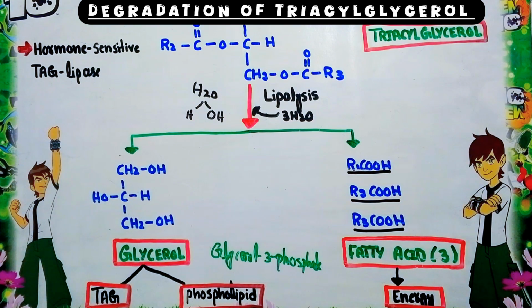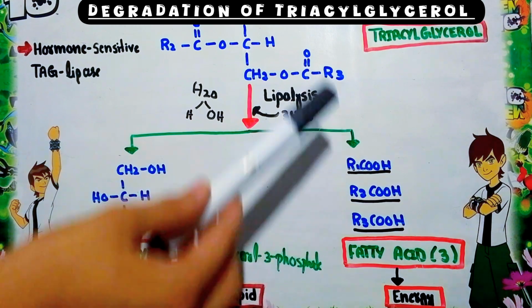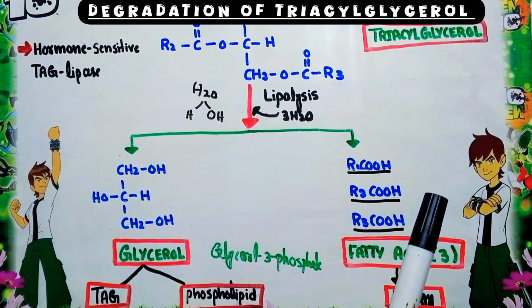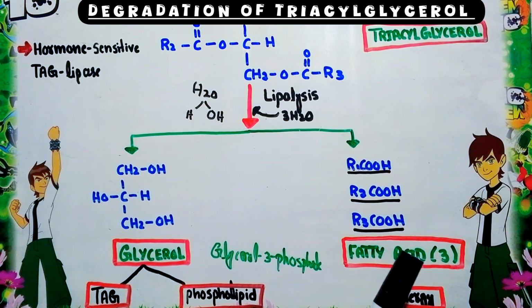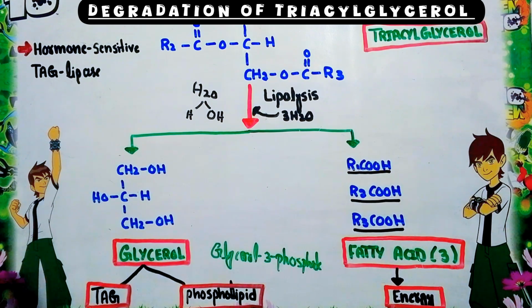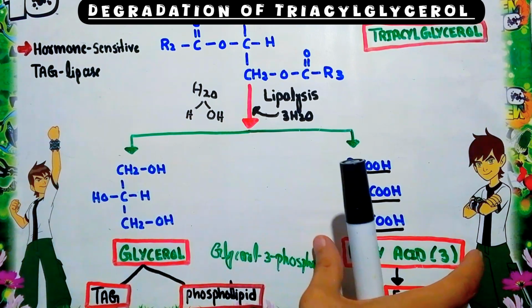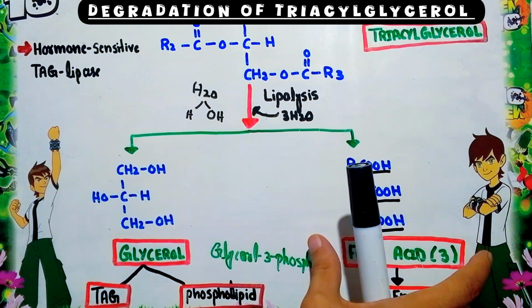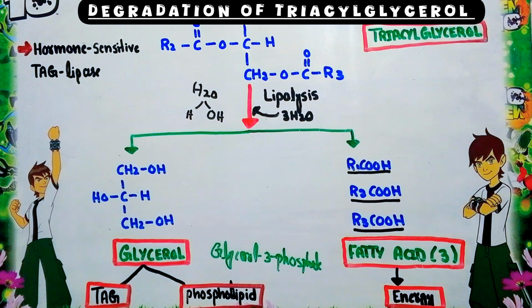Now what happens to the fatty acids? The fatty acids that are formed in the adipose tissue after the degradation of triacylglycerol are bound to albumin protein, forming a lipoprotein complex. This lipoprotein can easily be transported through the circulation to various tissues, where these fatty acids are used for energy purposes. Now how do these fatty acids produce energy? Actually, oxidation of these fatty acids occurs, and as a result it produces energy. This energy is used in the various activities of the body.